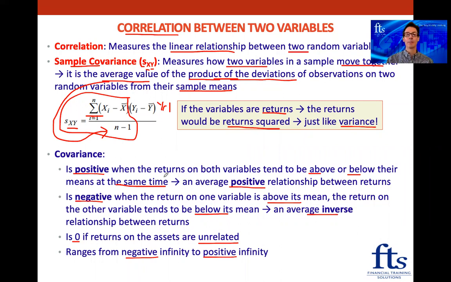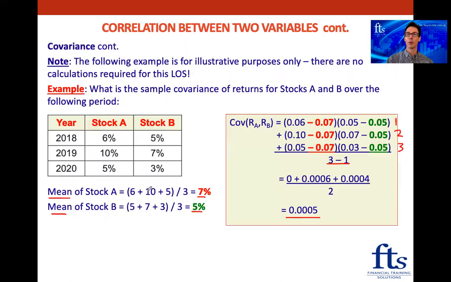So let's just say it again. The returns on both variables tend to be above or below their means at the same time. So let's check if that works. For year one, this is stock A over here, and that is stock B over there. For year one, A is below its mean. The return for year one was 6%, and its mean is 7. And B is the same as its mean. So that's what we can say for year one.